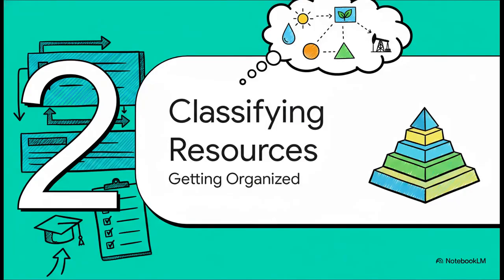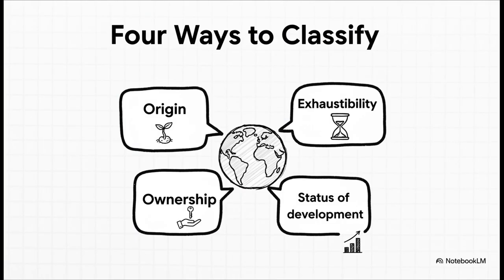Okay, so we know what a resource is. Now let's get into how we organize them. This is a super important section for your exams, and if you can get these classifications straight in your head, you're looking at some easy marks for sure. So there are four main ways we can classify resources. We can look at their origin: is it living or non-living? We can look at their exhaustibility: basically, can it run out? Then there's ownership: who does it belong to? And finally, the status of development: how much have we developed it? Now they're all important, but let's zoom in on exhaustibility because that one's a really popular exam topic.